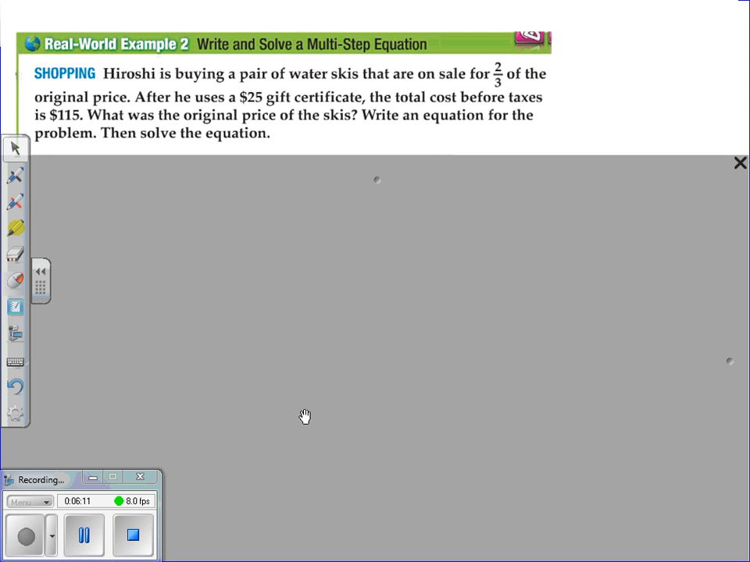Okay. Write and solve a multi-step equation, and we have our real world example here. Hiroshi is buying a pair of water skis that are on sale for 2/3 of the original price. After he uses a $25 gift certificate, the total cost before taxes is $115. What was the original price of the skis? Write an equation for the problem, and then we're going to solve the equation.